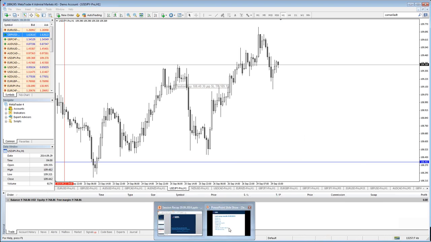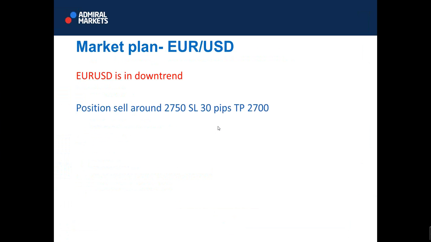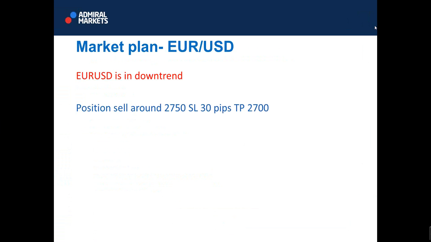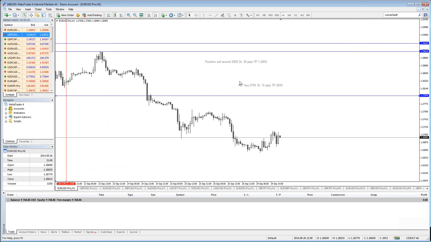Now what I have prepared for this week is this. Euro dollar, it's in downtrend. I'm looking for a sell position around 27.50 with a 30 pip stop loss and with a 27.00 target. I think that euro might really retrace, and I will show you why.